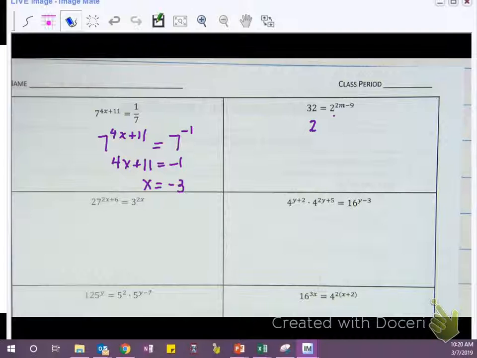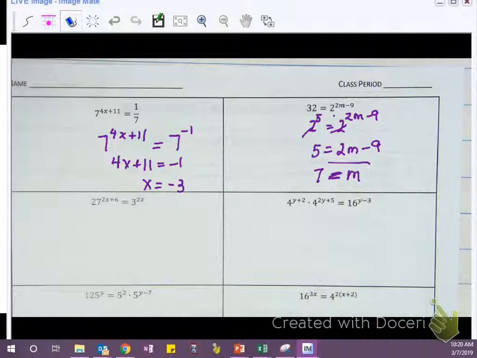So we rewrite this side as 2 to the 5th equals 2 to the 2m minus 9. Now our bases are the same, so we can drop out the bases. We get 5 is equal to 2m minus 9. Add the 9 and we get 14, and divide by 2 and we get 7. Does not look much like an equal sign, but 7. So, any questions about that one?